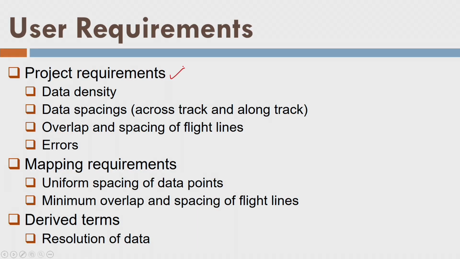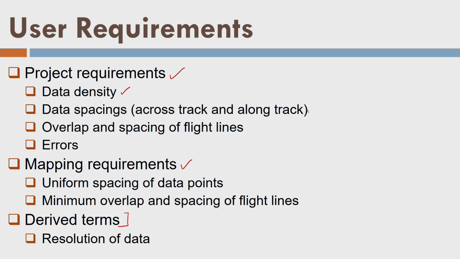So what is the user requirement? User requirement consists of two aspects. One is the project requirements, and the second is the mapping requirements. And then we derive some terms called resolution of the data that we'll see later. But before that, try to understand what is the project requirement. Each and every project has some requirement about the data quality as well as data quantity, and these are called the project requirements. And these are data density, data spacing, overlap, and the errors. We will see all this one by one. But before that, let us look into the mapping requirements.